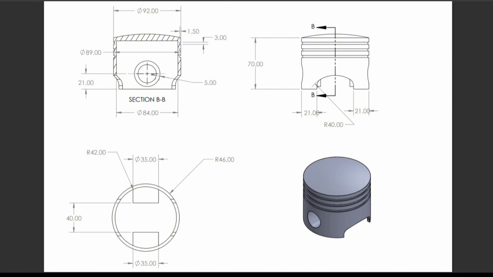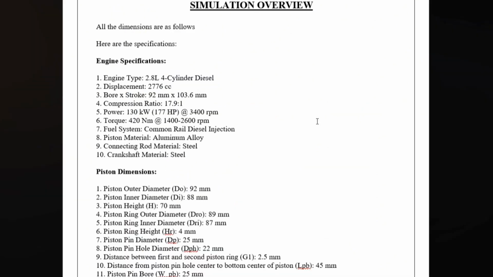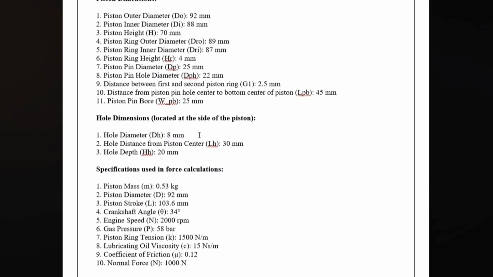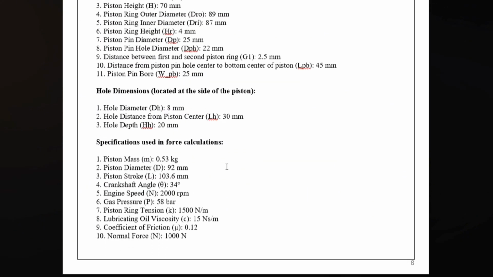For modeling and analysis, we have taken all the parameters from the piston which is used in the Toyota Fortuner engine. So these are the engine specifications, and these are the piston dimensions, and these are the other parameters.